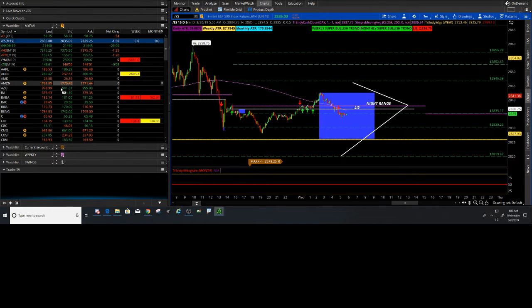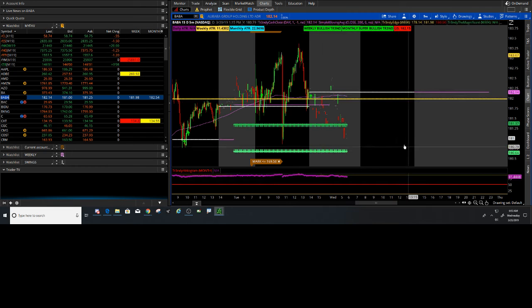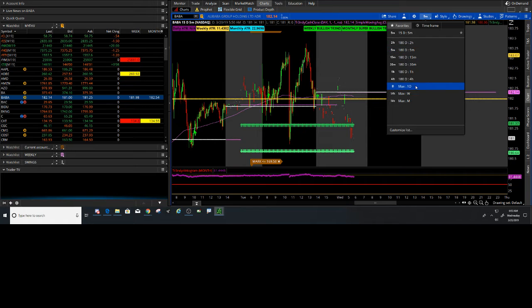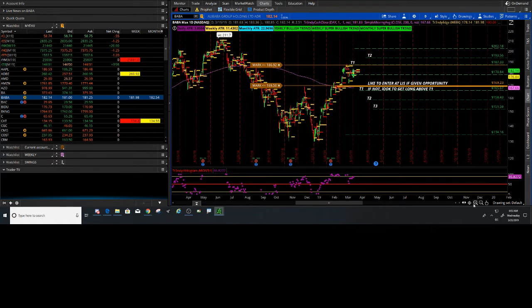Let's move over here. Let's look at a couple names. BABA, both showing up on the red radar here. Overall, I want to get to a little bit bigger picture. And I'll just give you three that we're kind of looking at here.